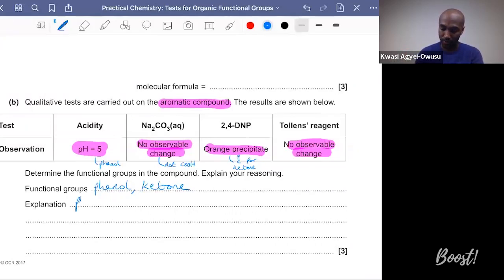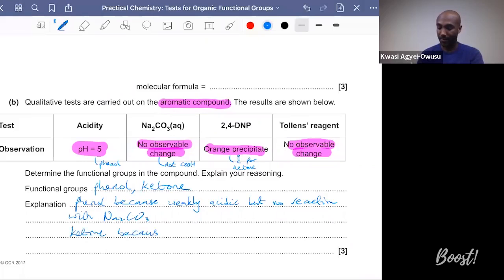So phenol because weakly acidic, but no reaction with sodium carbonate, and we know it's an aldehyde, sorry, rather ketone because 2,4-DNP gives orange precipitate, but no silver mirror.